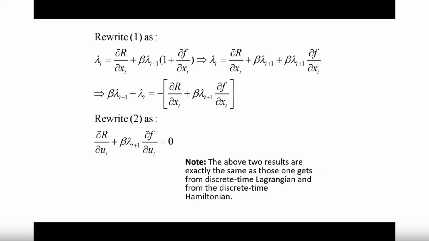And we can rearrange that and we get this expression, which is the equation that we had identically when we talked about the Hamiltonian and the Lagrangian. And likewise, we can rewrite equation 2 in the same way and recover the same equations that we had from the discrete time Lagrangian and from the discrete time Hamiltonian.